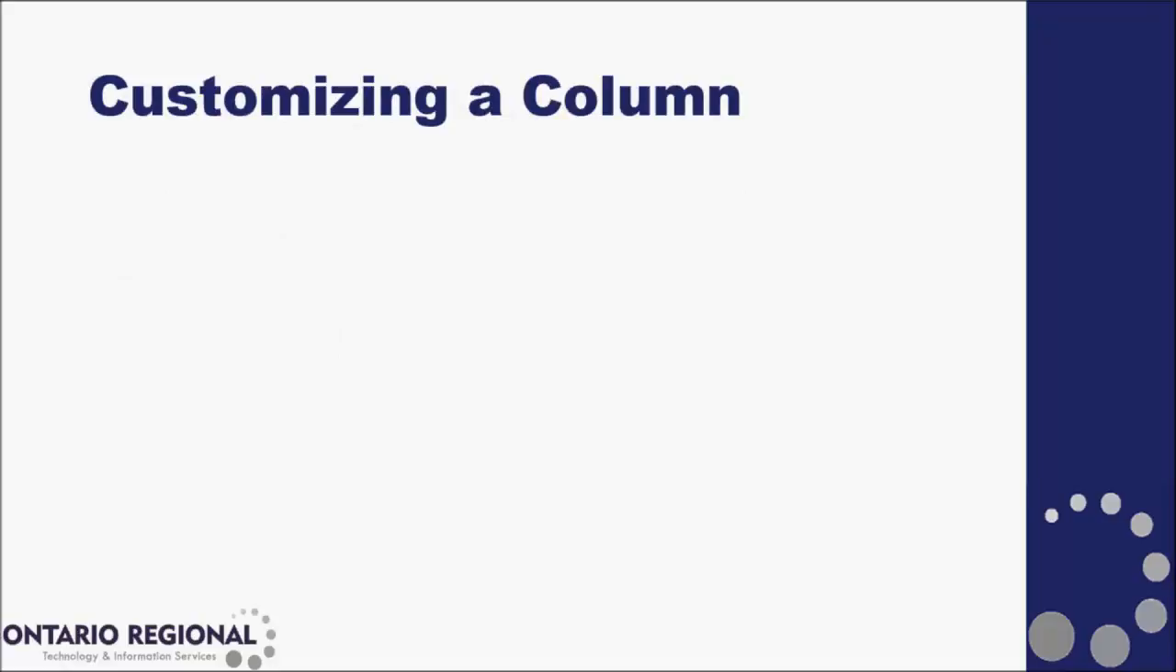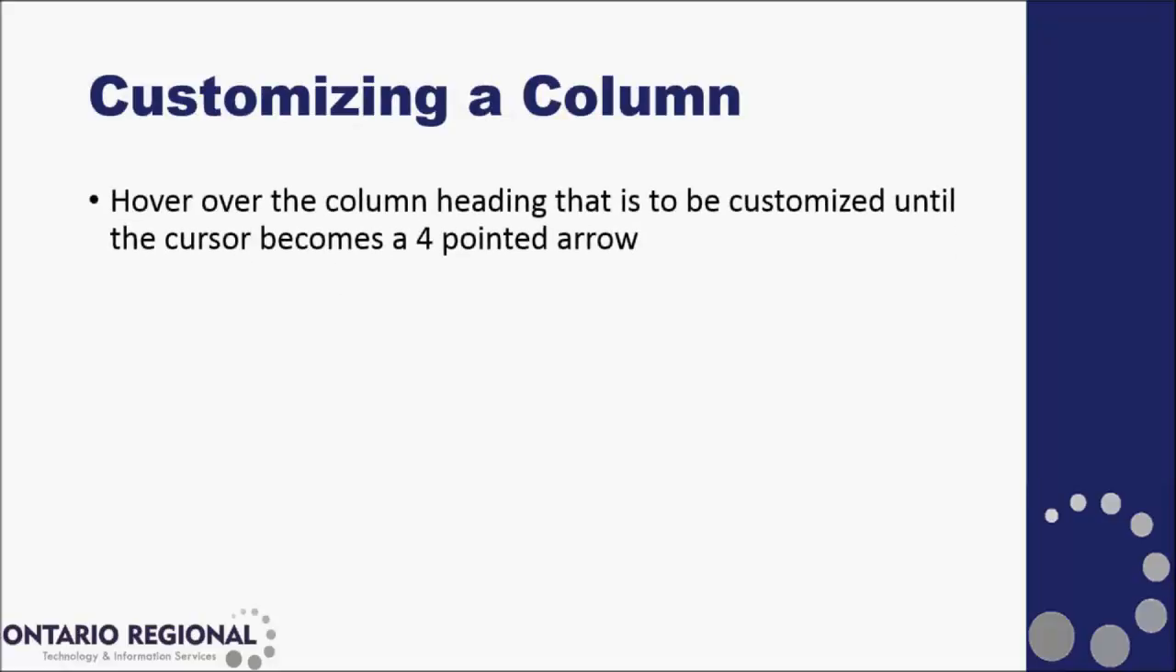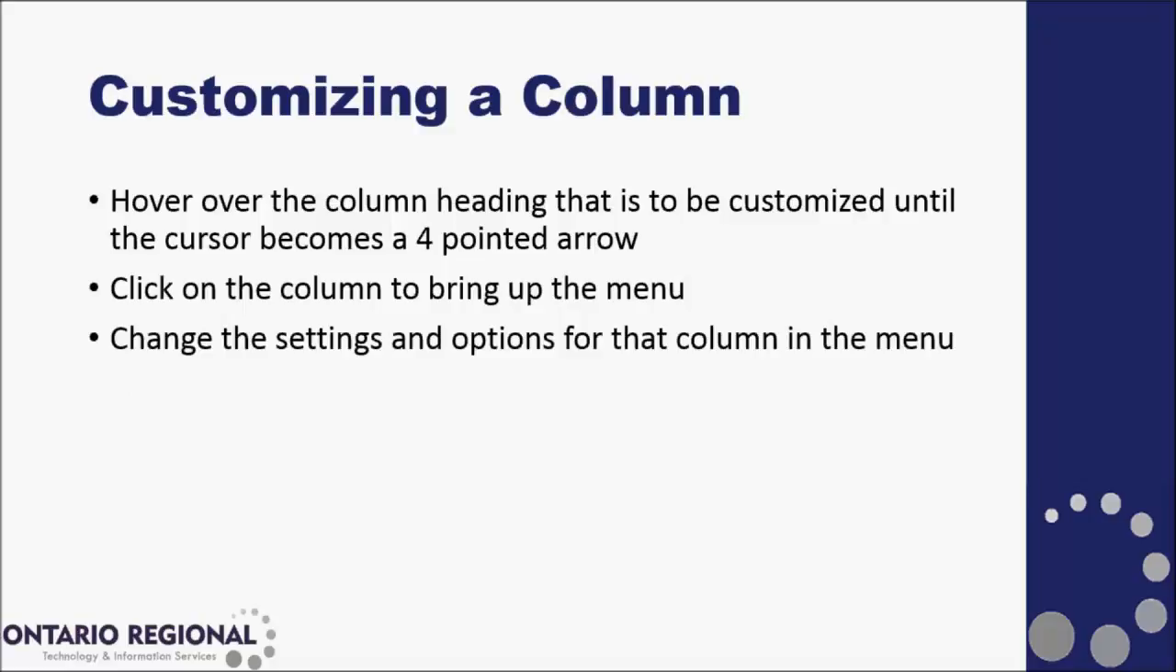We then learned how to customize a column. Hover over the heading of the column that we wish to customize until our cursor becomes a 4-pointed arrow, and then click to bring up the menu. From the menu, we can adjust and change any of the settings or heading of the column.